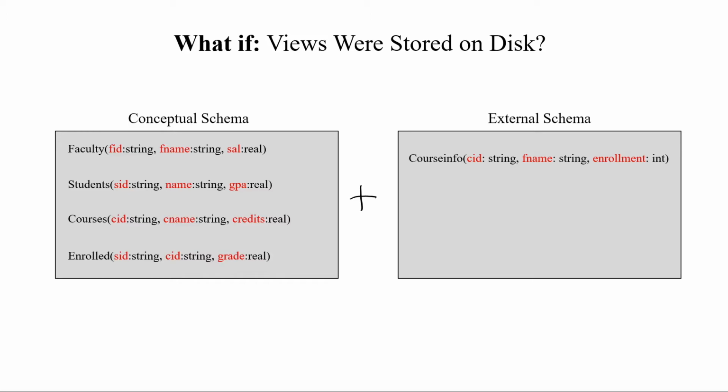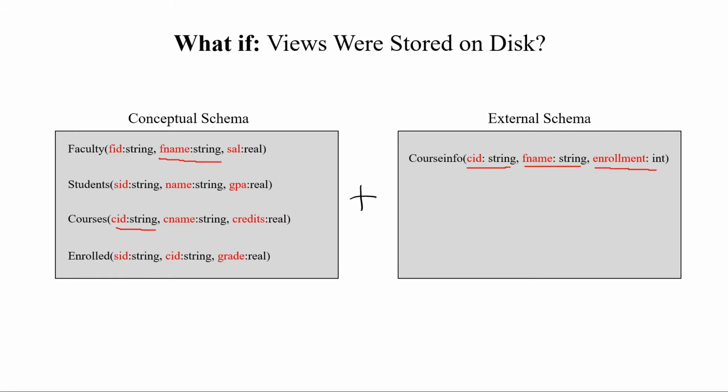The first of which is redundancy. So as you can see, the course info view copies the attributes of other tables, CID coming from courses and FNAME coming from faculty. And this duplication reduces the cleanliness of your database. But there's an issue that goes further than data duplication.